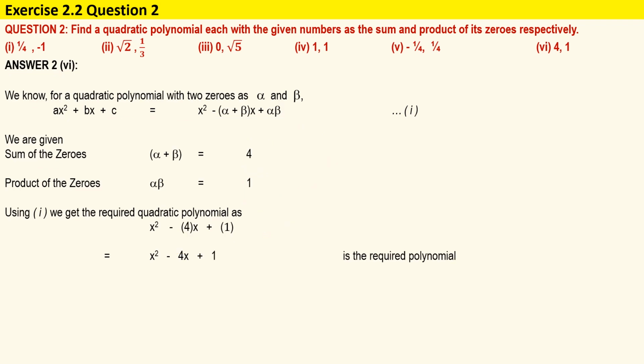Now let's do the answer number 2 part 6. We know that for the quadratic polynomial we can write it to be equal to x square minus alpha plus beta x plus alpha beta. Here in this question we are given sum of the zeros as 4 and the product of the zeros is given as 1. We will put both these values which are given to us in this equation number 1 and we shall obtain the quadratic polynomial as x square minus 4x plus 1, and this is our required polynomial or required answer.